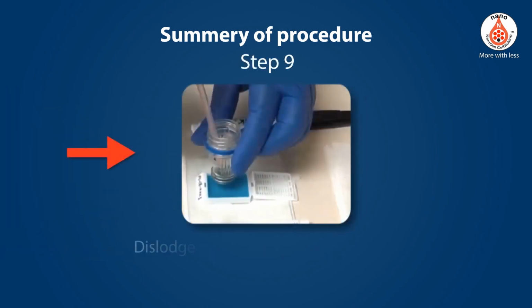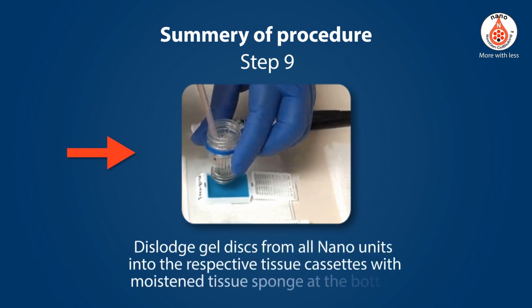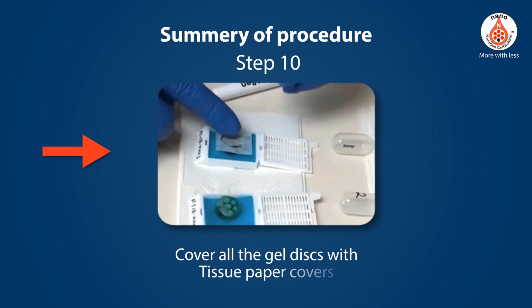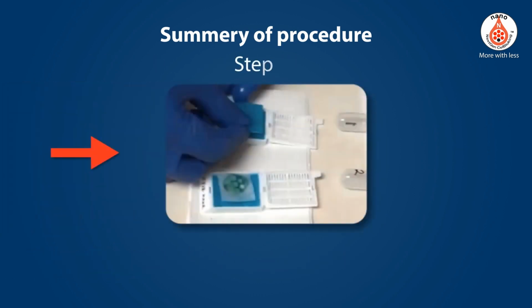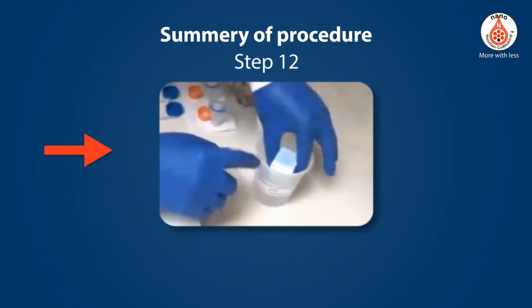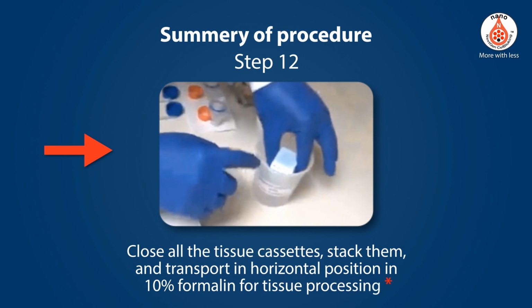Step 9. Dislodge gel discs from all nano units into the respective tissue cassettes, with a moistened tissue sponge at the bottom. Step 10. Cover all the gel discs with tissue paper covers. Step 11. Add another moistened tissue sponge on all tissue paper covers. Step 12. Close all the tissue cassettes, stack them, and transport in a horizontal position, in 10% formalin, for tissue processing.